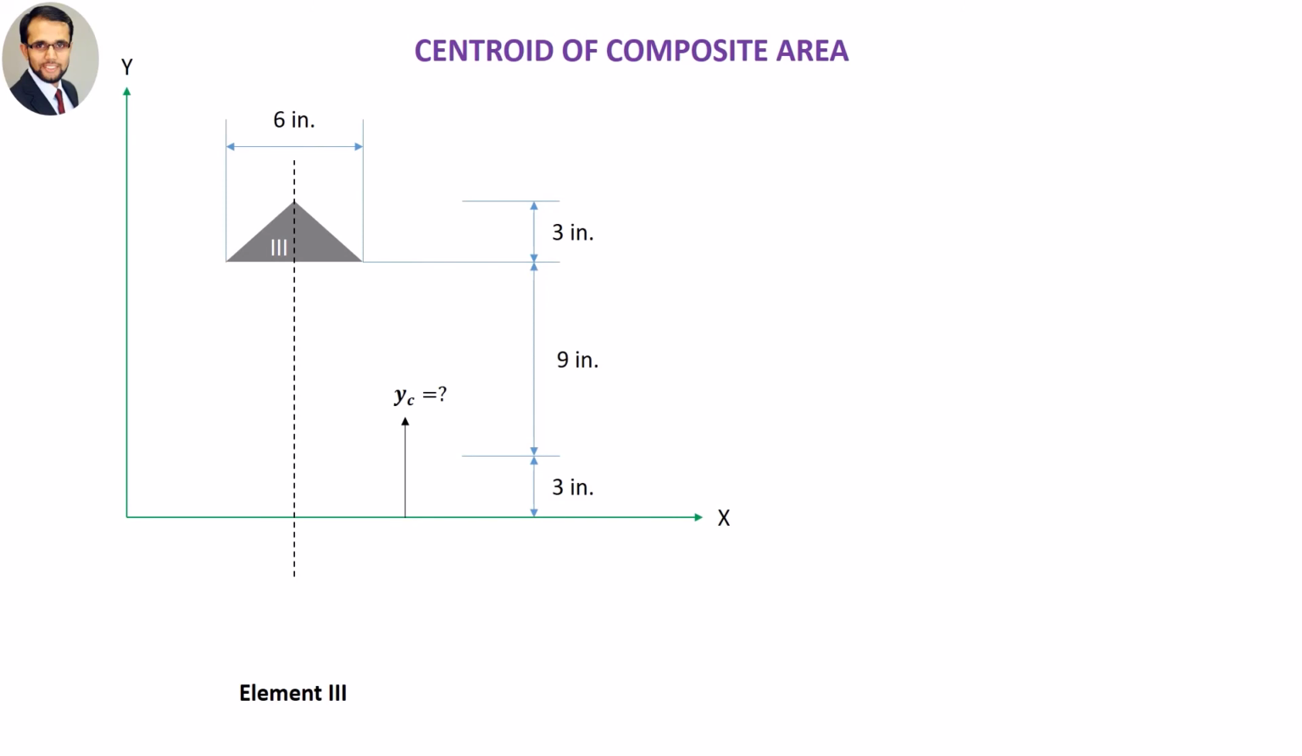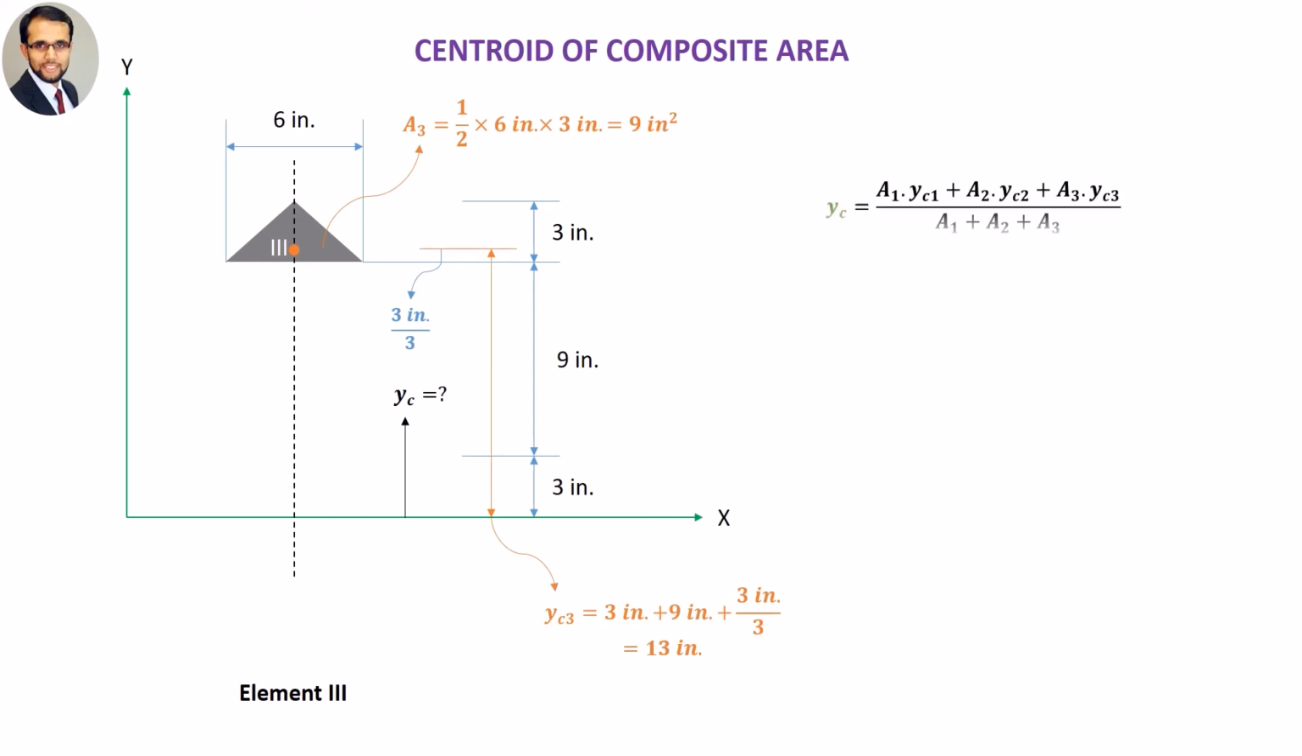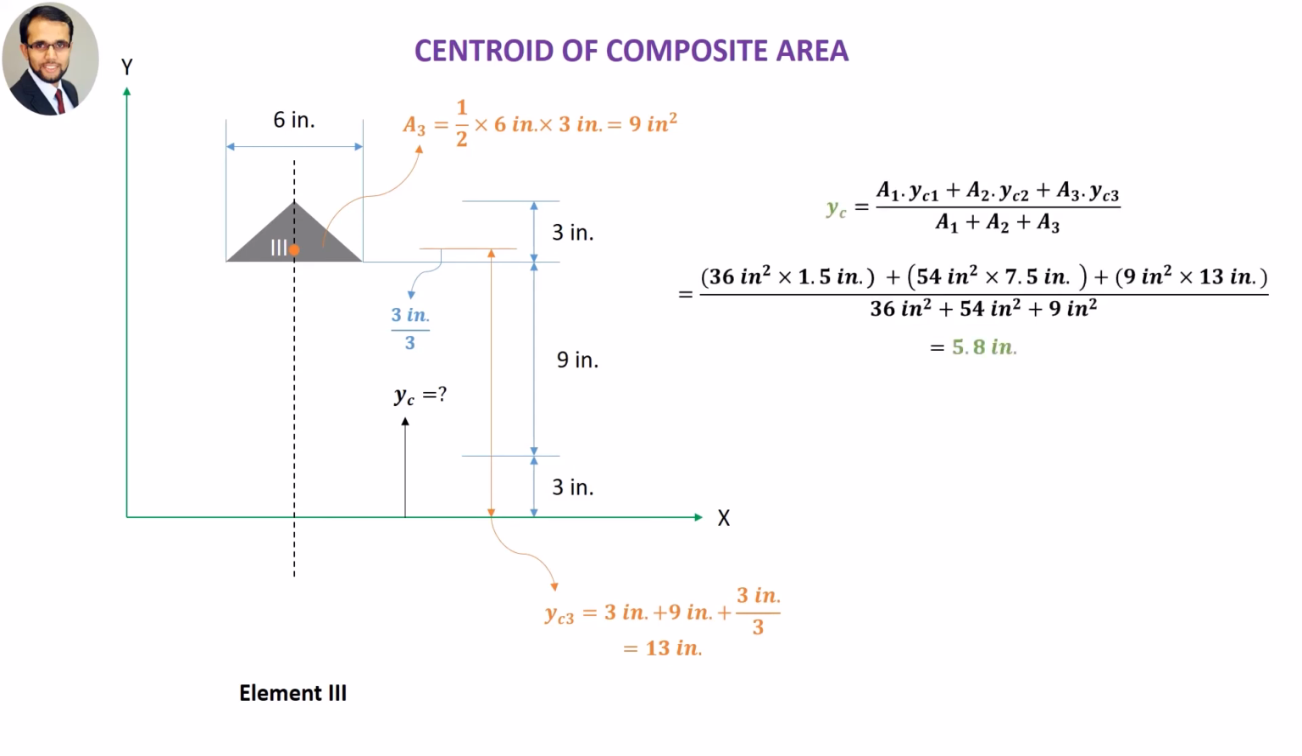This is the triangle on the top, that is element 3 of the composite area. The area of this triangle is 9 square inch. Again, since we are going to find y sub c, the distance to the centroid of this element 3 measured from the x-axis, y sub c3, is 3 inch plus 9 inch plus 1/3 of the height of the triangle, which is equal to 13 inch. Now plugging these values in the equation of yc, we get 5.8 inch, which is the distance to the centroid of the composite area measured from the x-axis.